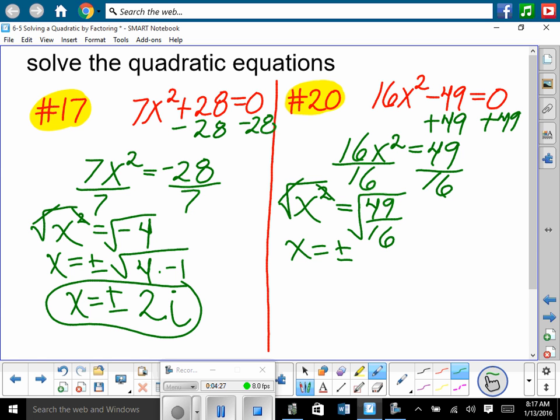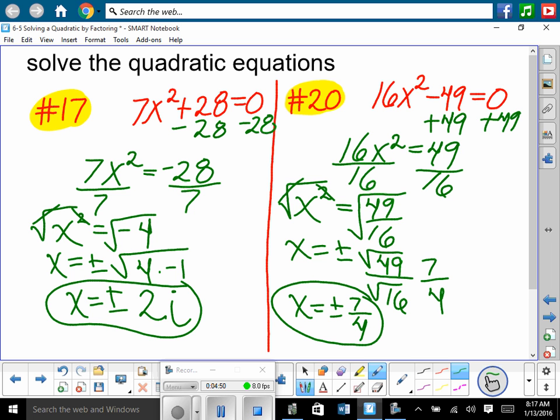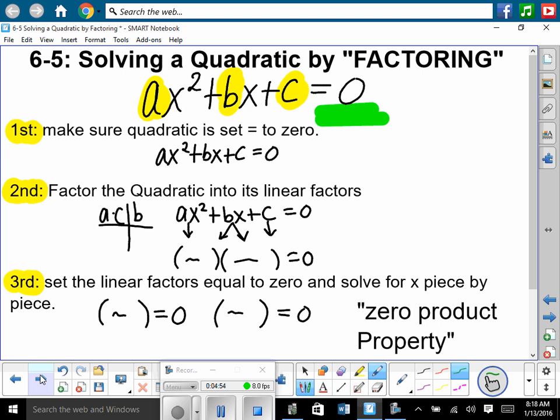Now remember, a lot of people kind of got stuck yesterday with something like this. We have a fraction. Is it a decimal? No. So you put it back in a fraction and split it up. On top we have the square root of 49. On bottom we have the square root of 16. The square root of 49 is 7. The square root of 16 is 4. So we get x is equal to plus and minus 7/4. We have our 2 solutions. Any questions? Okay.